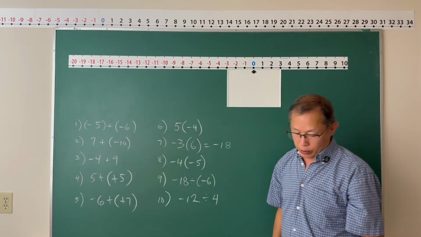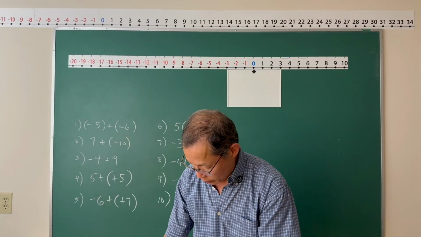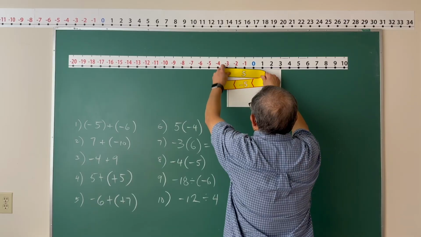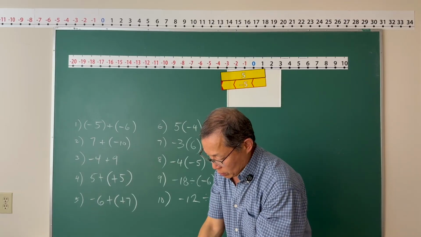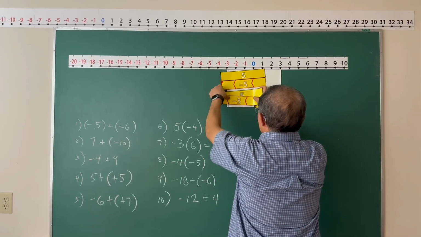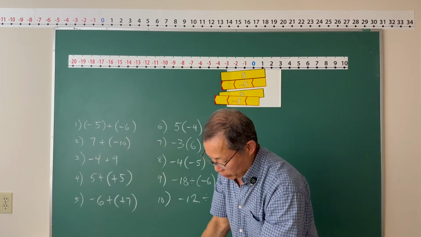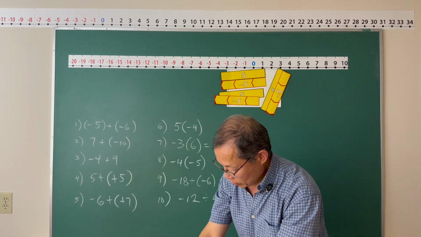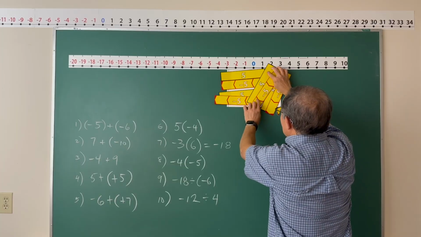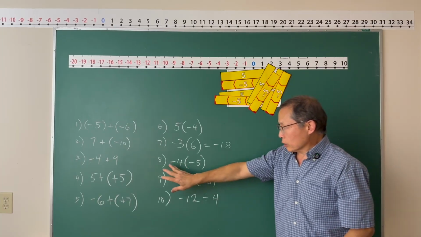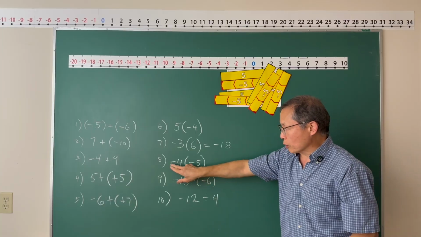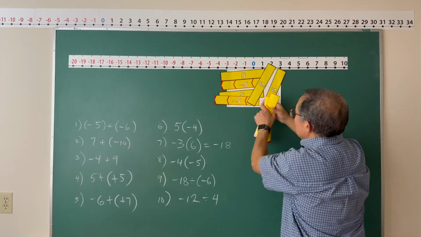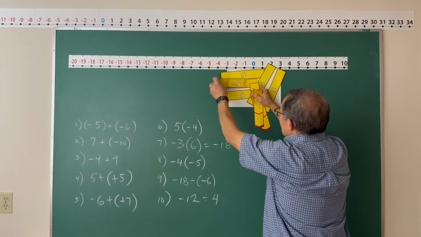Question number 8, -4 times -5, or remove 4 -5s. We're going to introduce 0 pairs again, so I have to get out my 5s and -5s. Here's 1 zero pair, 2 zero pairs, 3 zero pairs. Running out of room here rapidly. 4 zero pairs. And since we're doing -4 times -5, we're removing 4 of the -5s. There's 1, 2, 3, 4.